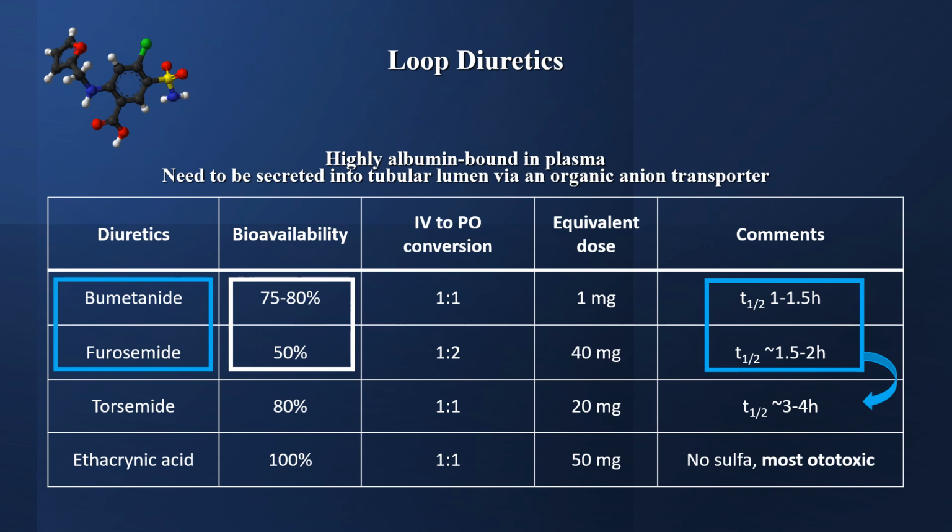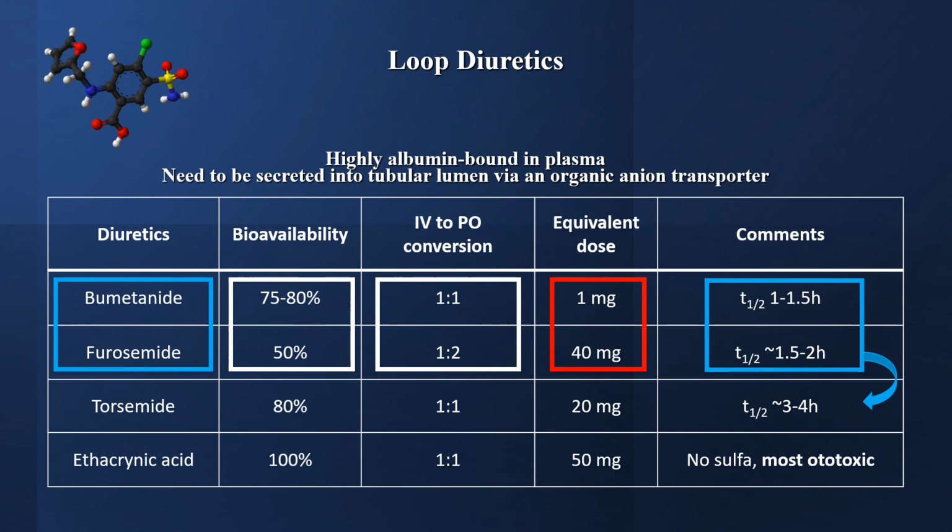Because of this, intravenous and oral dosing for bumetanide are similar, whereas for furosemide, with only 50% bioavailability, conversion of an intravenous to an oral dose is typically doubled. For example, if a patient is receiving 20 milligrams of furosemide intravenously, an equivalent oral dose is 40 milligrams.